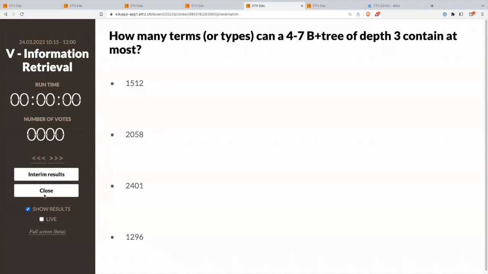Here's a tough one. Now testing your understanding that we've discussed things. It's fine to use a calculator or the internet or ChatGPT. I'm wondering actually if ChatGPT could actually answer that, but maybe it wouldn't know our convention. But how many terms or types, so the values, can a 4-7 B plus tree of depth 3 contain at most, right?